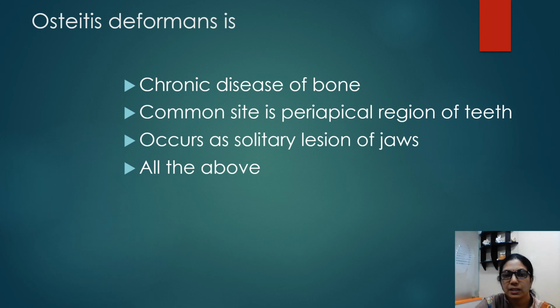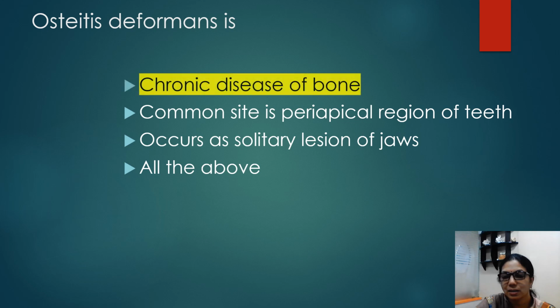Next question is osteitis deformans: is it a chronic disease of bone, or is a common site the periapical region of the teeth, or does it occur as a solitary lesion of jaws, or all the above? What is the answer? Osteitis deformans is nothing but Paget's disease. The characteristic feature is that it is mainly a chronic disease of bone. Periapical region of tooth as the common site is wrong because it appears generalized and involves all the bones, not just the jaws. So occurring as a solitary lesion of jaws is also a wrong statement about osteitis deformans. So the answer is that it is just a chronic disease of bone.